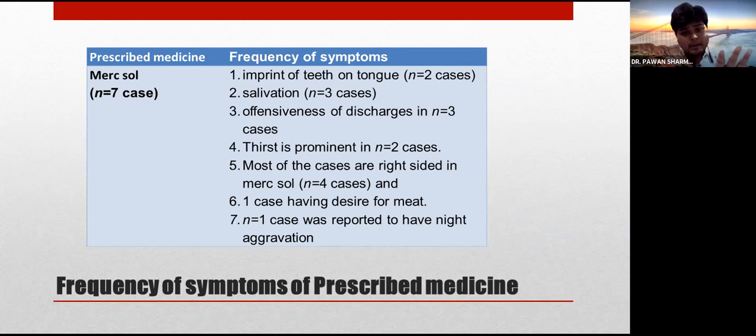As I gave in this presentation, the imprint of teeth on the tongue I have seen in 2 cases. Salivation in 3 cases, offensiveness of discharge in 3 cases, thirst prominent in 2 cases. Most cases are right-sided in Mercurius sol, that is 4 cases. 1 case had desire for meat and 1 case was reported to have night aggravation. This is the frequency of symptoms of Mercurius sol cases.